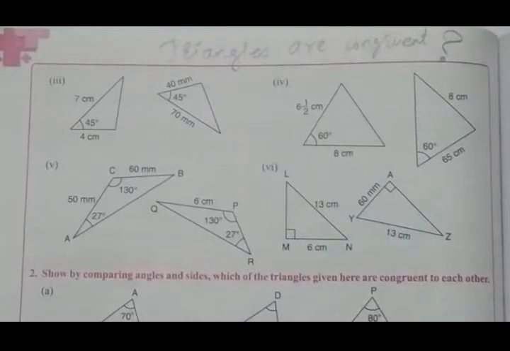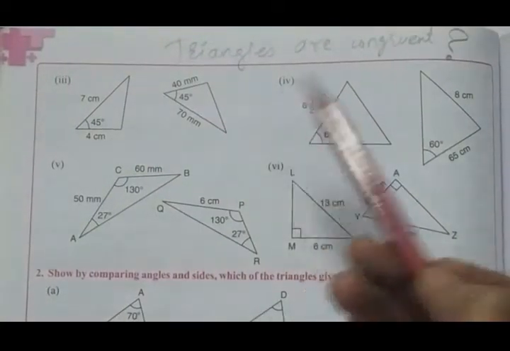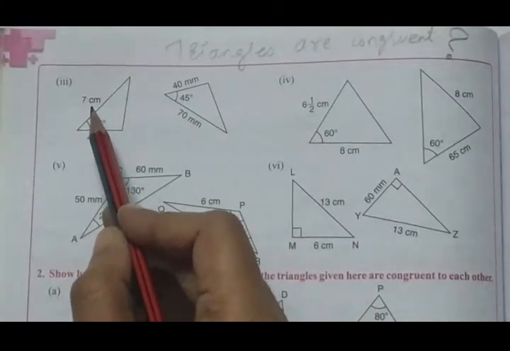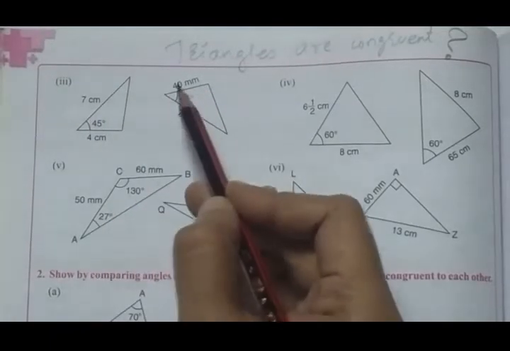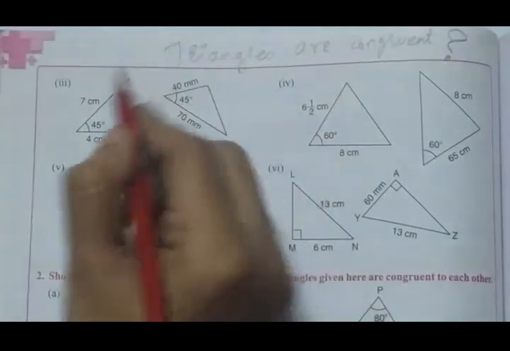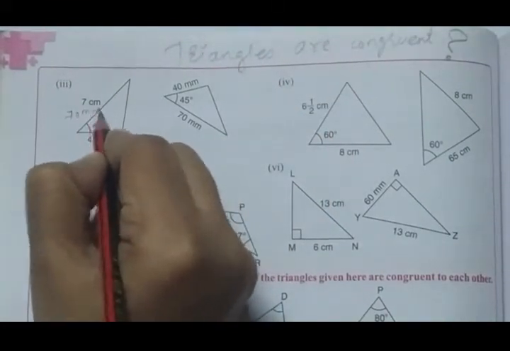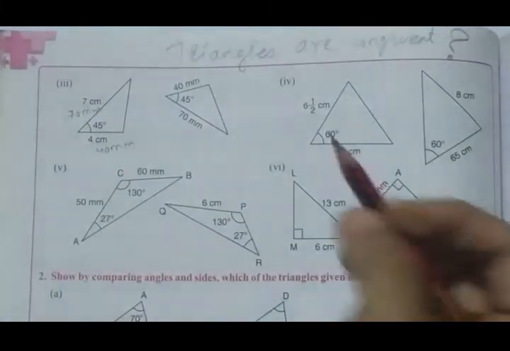So now if you see these examples here, you have to show whether these triangles are congruent or not. First of all, I check here is centimeter and here it is millimeter. So centimeter we can convert into millimeter, or millimeter you can convert into centimeter. So here 7 centimeter is equal to what, friends? 70 mm. And 4 centimeter is what? 40 mm, means 40 millimeter.